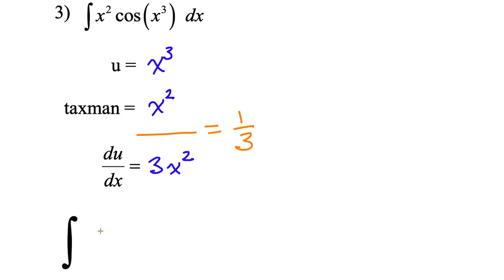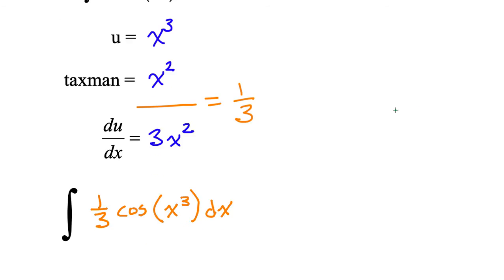Let's go on to number 3. The inner is x to the power of 3. Taxman is x squared. The derivative of x to the power of 3 is 3x squared. Luckily, when I pay taxman, my variables will cancel each other out, and I pay taxman 1/3. So rewriting with paid taxman, this x squared is going to turn into a 1/3, so a 1/3 cosine of x to the power of 3 dx.